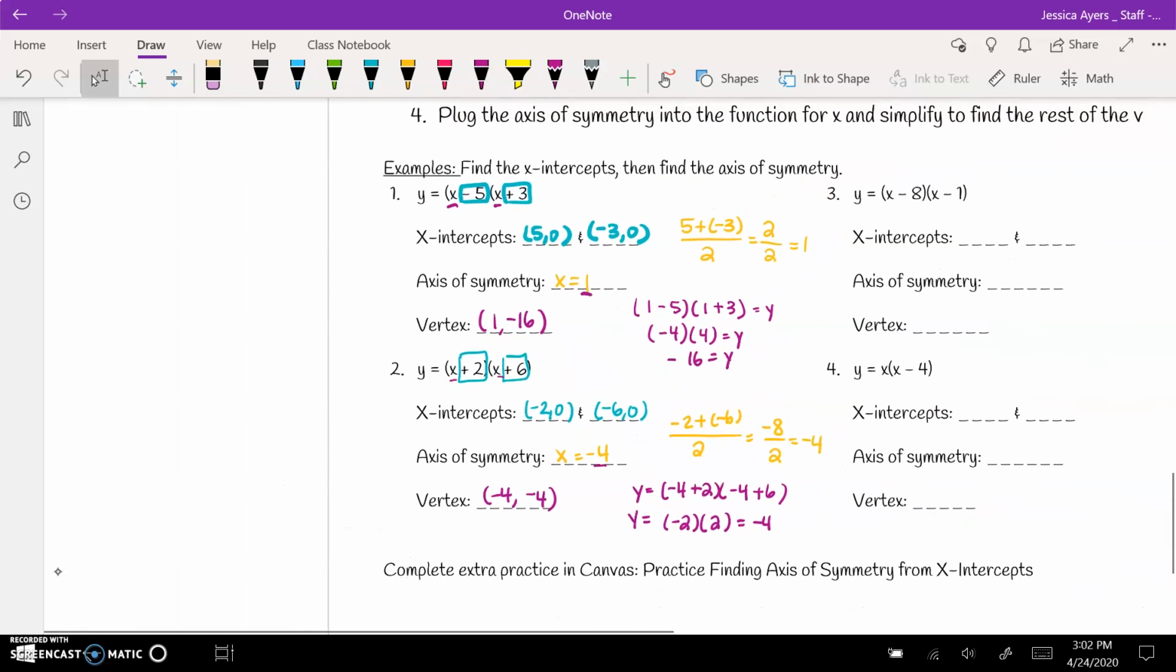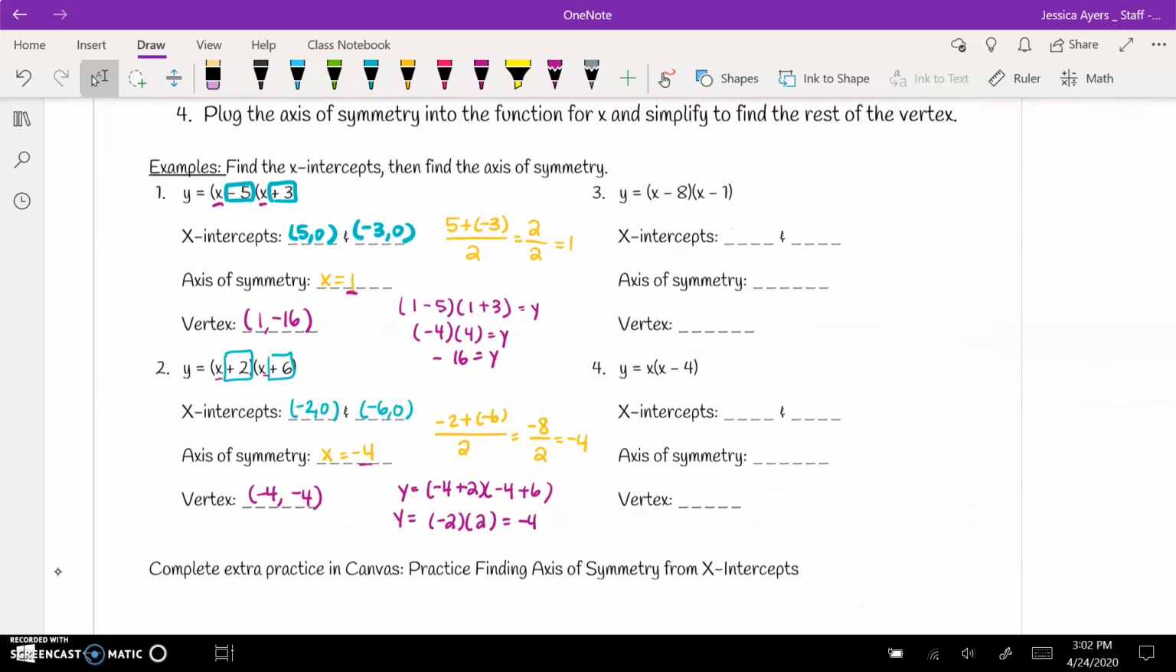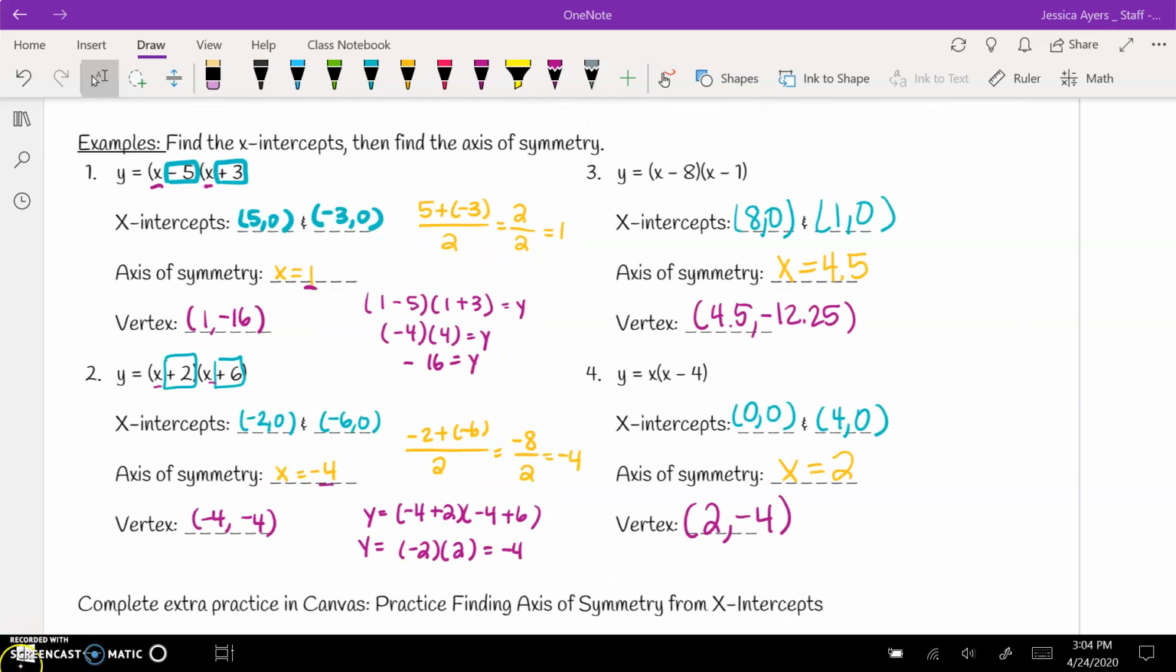Now, take a few seconds or a few minutes and do numbers 3 and 4 on your own and check back. The answers for 3 and 4, so you can go ahead and check your work. Remember that sometimes when you add and divide by 2, it doesn't go evenly, so it's okay to have a 4.5 as an axis of symmetry.